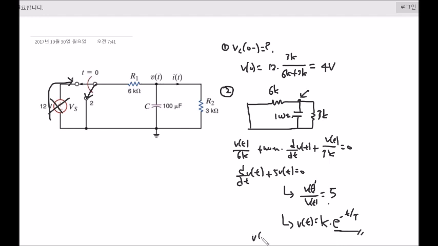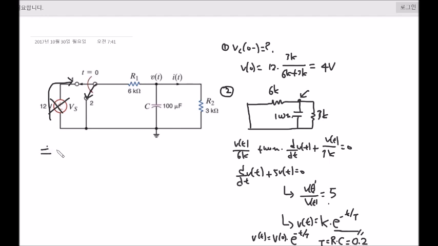And we recall that the solution to this problem is the initial voltage times the exponential. And this tau corresponds to R times C, which in this case is 0.2.